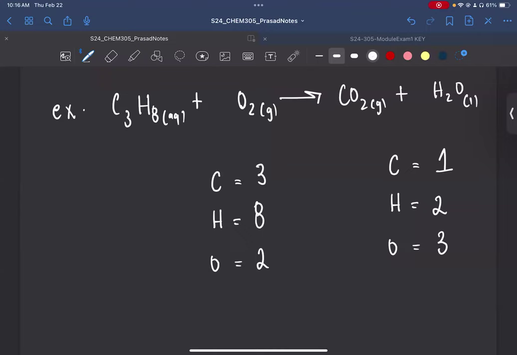Doesn't matter which one you start from, but like I said, it's better to start from a unique one. So either carbon or hydrogen. I'm going to start with carbon this time. We have three carbons on the left. We have one carbon on the right. To balance it, we put three on the right.